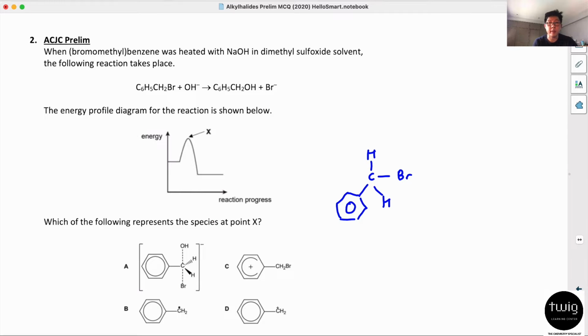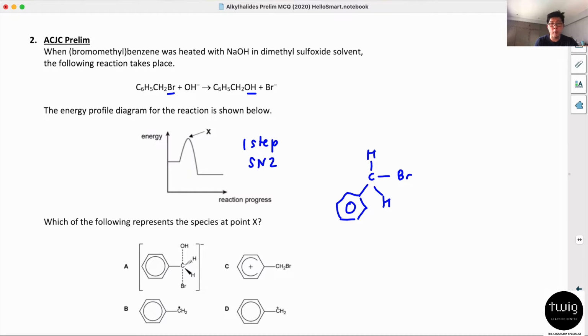When bromomethyl benzene was heated with sodium hydroxide in dimethyl sulfoxide solvent, the following reaction takes place. You notice this is a nucleophilic substitution reaction because the Br was substituted with an OH. And they draw the energy profile diagram as shown. You notice this is actually a single step, a one-step reaction. So for one step and nucleophilic substitution, it's going to be SN2.